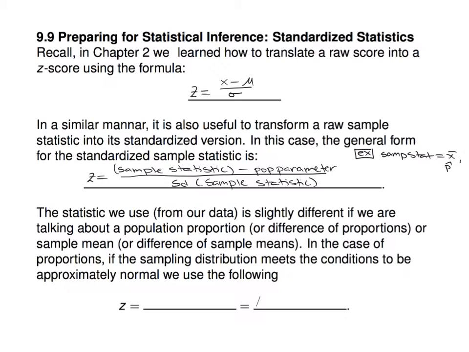So in the case of proportions, if the sampling distribution meets the conditions to be approximately normal, we can use the following. If we have a proportion, our sample statistic is p hat, our true population parameter is p, and that's all divided by the standard deviation of p hat, or it's p hat minus p, and remember the standard deviation of p hat was the root of p(1 minus p) all over n.